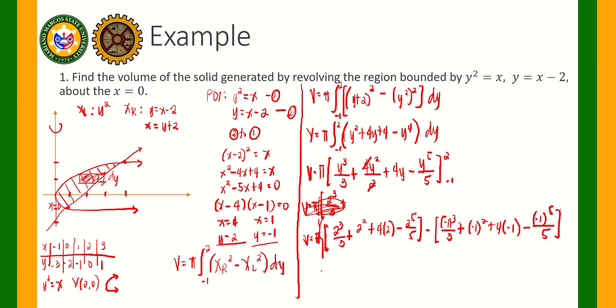So, if we are going to compute for this one, we will have a value for V equal to 72 pi over 5 cubic units. So, that is example number 1 using the washer method.